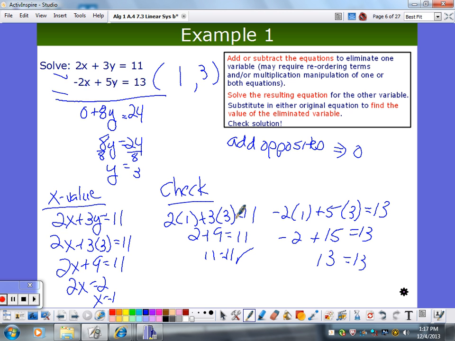Yes, ma'am. What happens if you don't get elimination and they're all off? Okay, we're going to talk about what you do in a moment, because you're absolutely right. What happens if you have two equations? Is it always going to be nice like this? No, it's not.